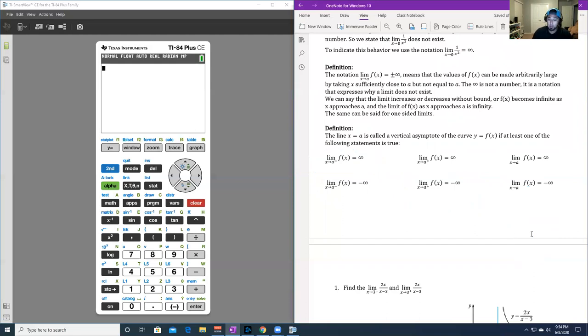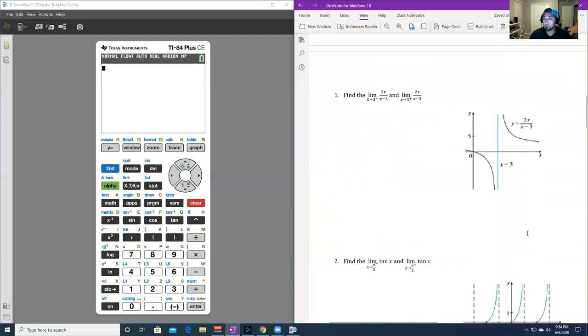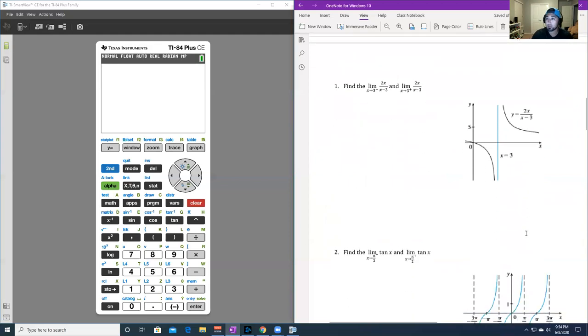Moving on. Go to our next example. And I have the calculator up here so I can show you more calculator work. But today is going to be a little different, I believe, because for the second one, it'll be a little different.